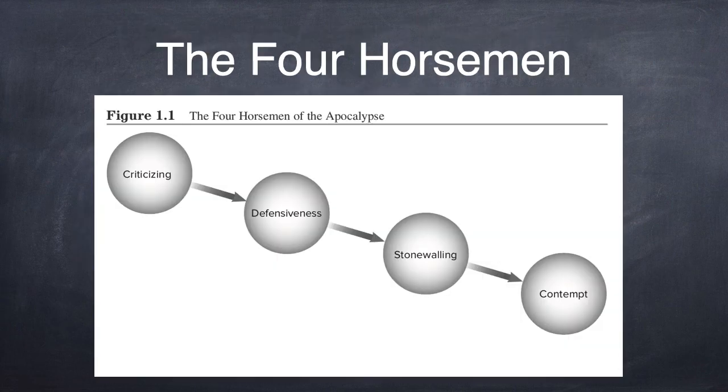Of the apocalypse. What a great phrase that Hocker and Wilmot use. Think about people and death. And that this four horsemen means that the steps that we're taking are leading to their own destruction. The four horsemen of the apocalypse include a destructive pattern. We criticize, engage in defensiveness, stonewall, and then demonstrate contempt.